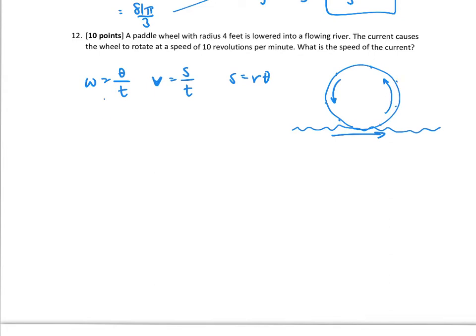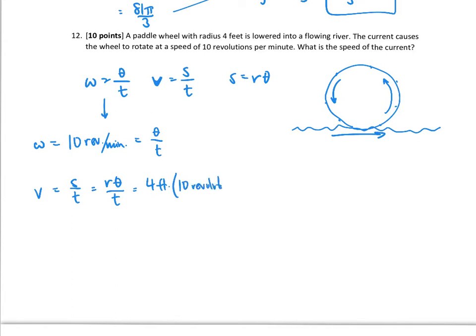So the angular speed is 10 revolutions per minute. That's omega. But that's theta divided by t. And so what we want is v, which is s over t, but s is r times theta. So r is 4 feet. And theta over t is 10 revolutions per minute.